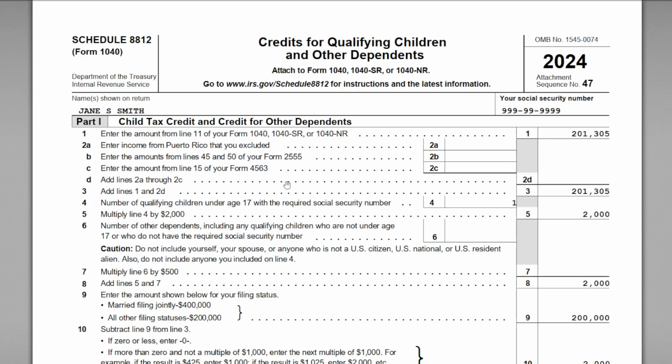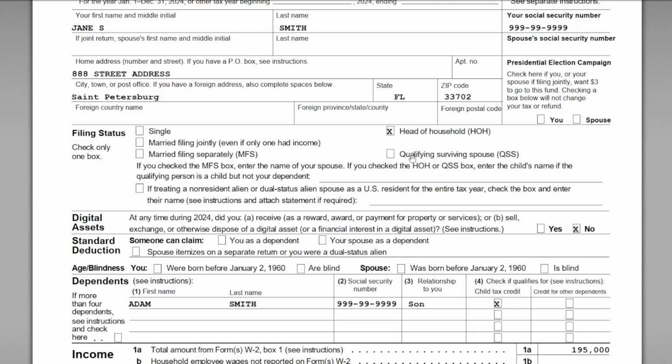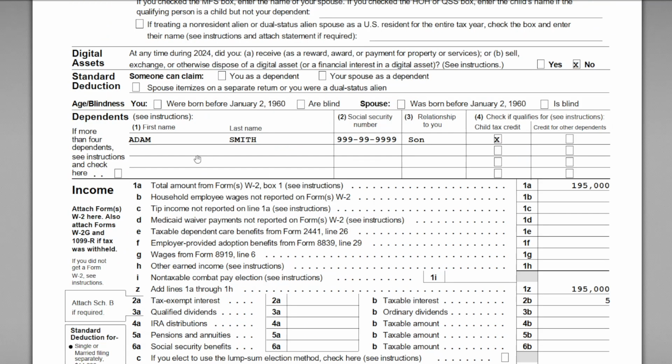All right, so let's look at the 8812 and the 1040. We'll start with page 1 of the 1040. Jane's got her information up top. She's filing as head of household, and we can see she's listed her son Adam as a dependent here, and she will be claiming the child tax credit, so box 4 is checked.